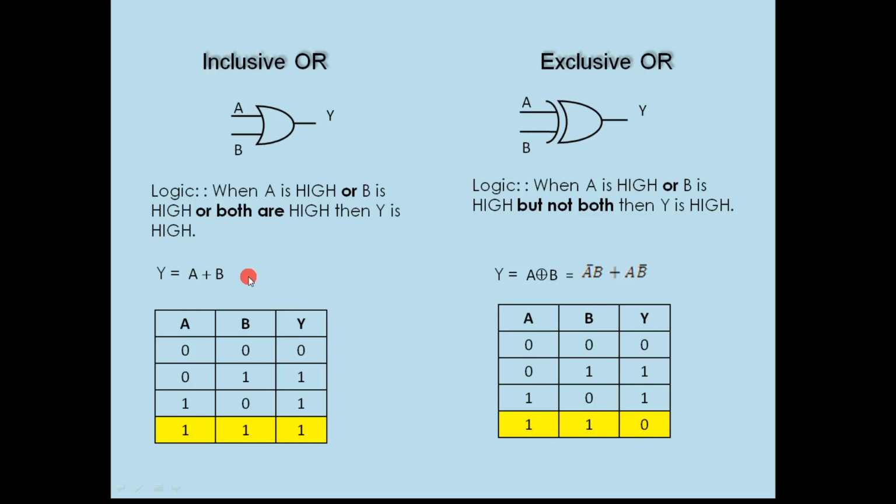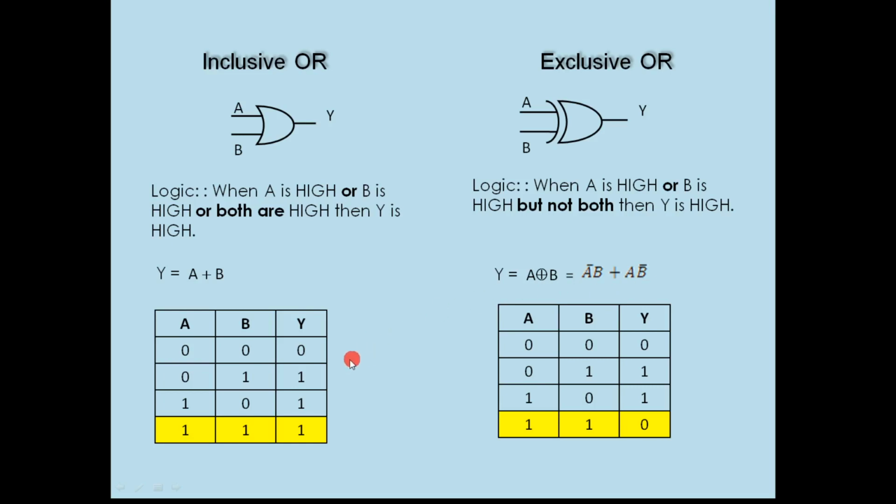The logic is expressed using the Boolean expression also. The Boolean expression for OR gate is Y is equal to A or B. This is plus sign which is an OR operator, and XOR gate is having its Boolean expression like this: Y is equal to A XOR B. This is XOR operator which is doing this operation A bar B plus A B bar.